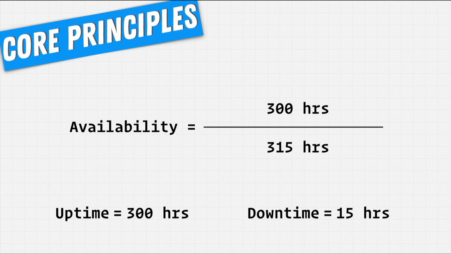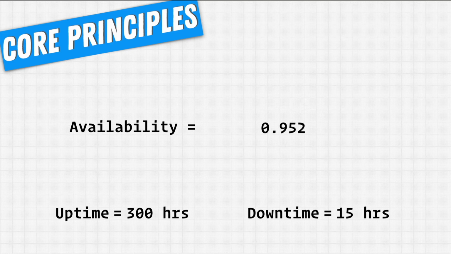Within those 315 hours, only 300 hours were available. The other 15 hours, our system was down, hence the downtime. When you perform this calculation, you get a value of 0.952. And when you convert this to a percentage, it's 95.2%. That means our system was available for 95.2% of the time within that 315-hour time frame. That is availability, and that's the main calculation.